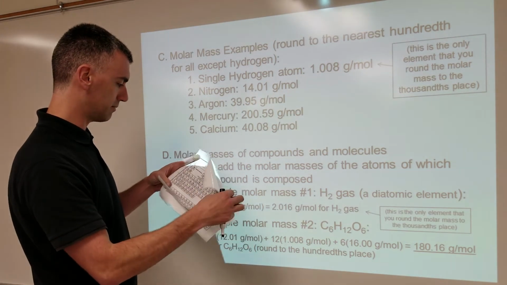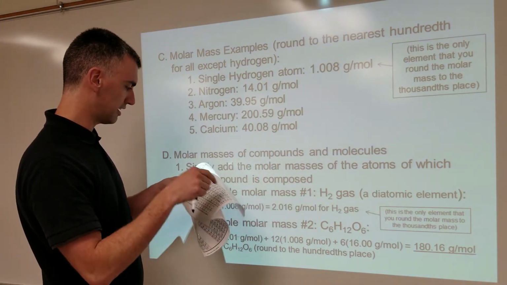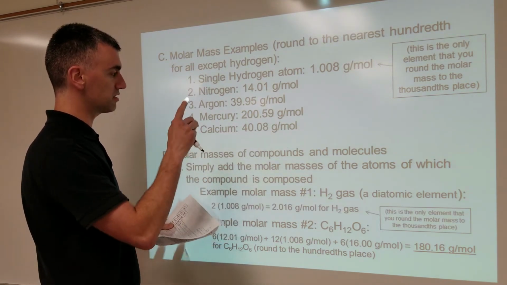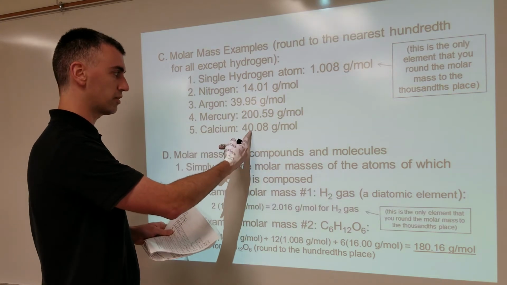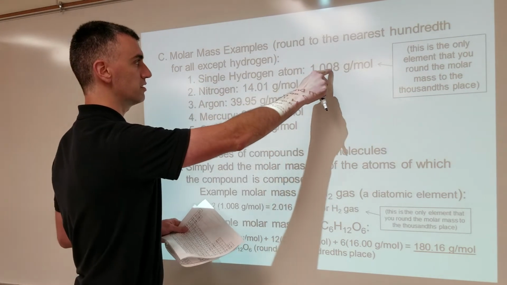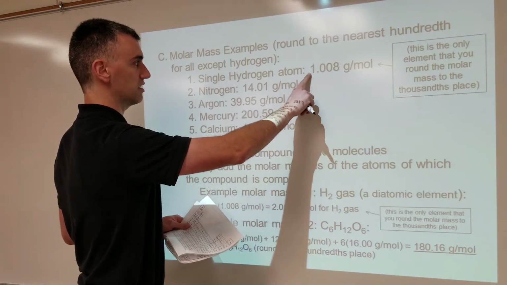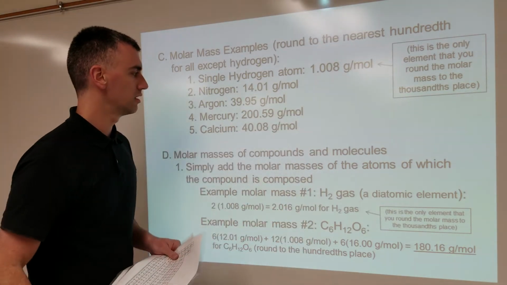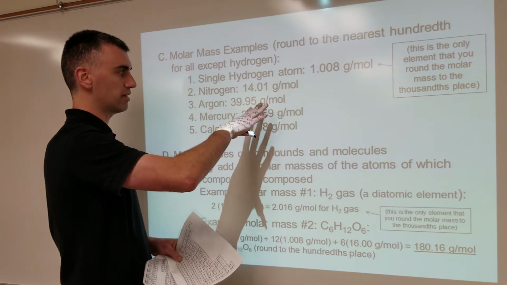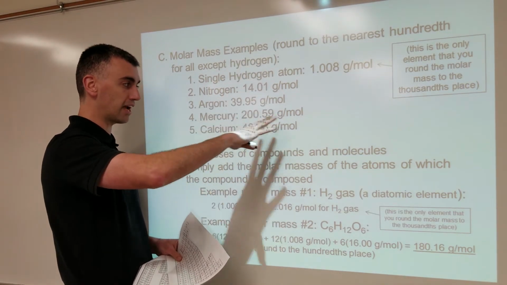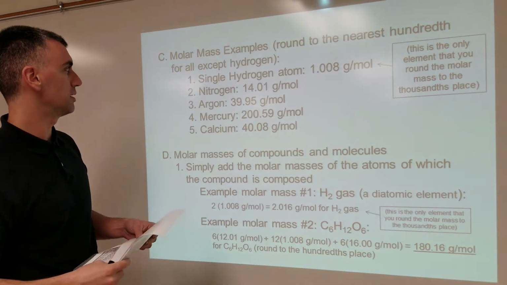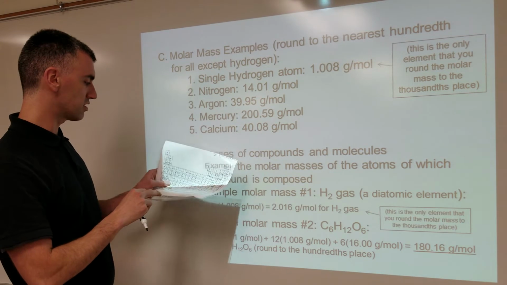So 40.08. This one gives a slightly different number, but it's pretty close. At any rate, we're just going to always round your molar masses to the hundredths place. The only exception is hydrogen, because it's so small, rounding to the hundredths place creates a significant error, so we round to the thousandths place. When you add them together, this plus one of these, it's going to make the hundredths place. So whenever you add molar masses together, it's going to come out to the hundredths place. So you can practice with any of these.